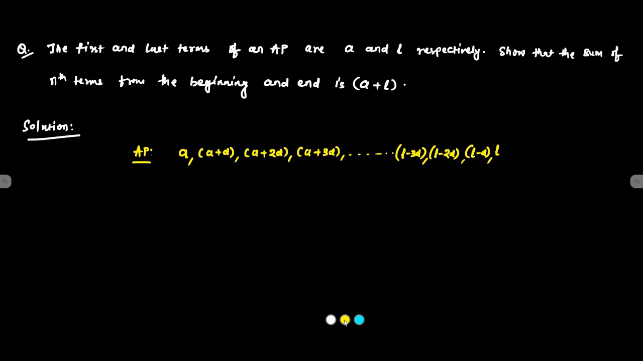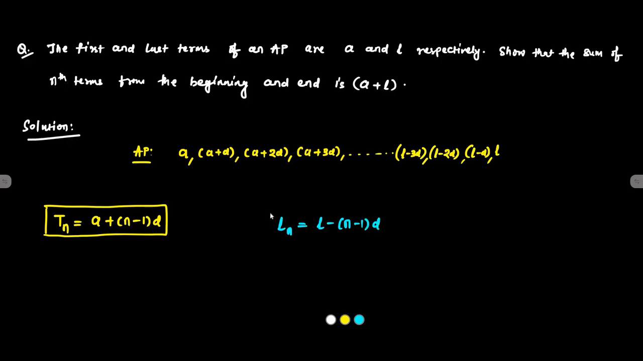So here we derived the general nth term formula from the beginning and end. The general nth term formula from the beginning for an AP is given by A plus n minus 1 D. Also we derived the nth term from the last, Ln, which is equal to L minus n minus 1 D. Here A is the first term and L is the last term.